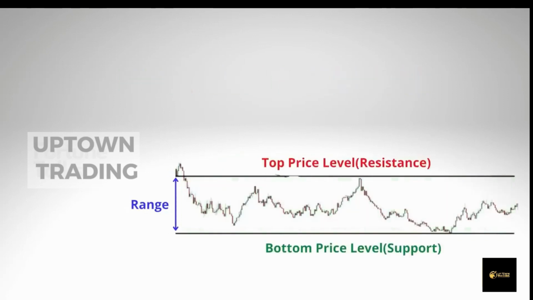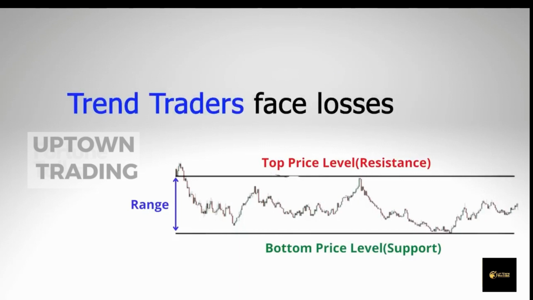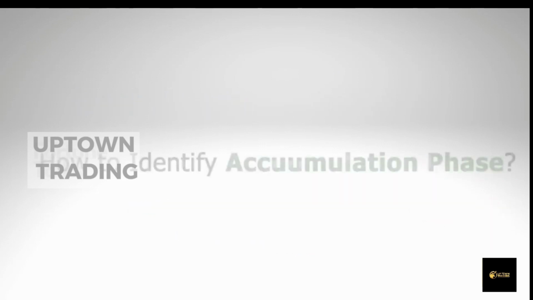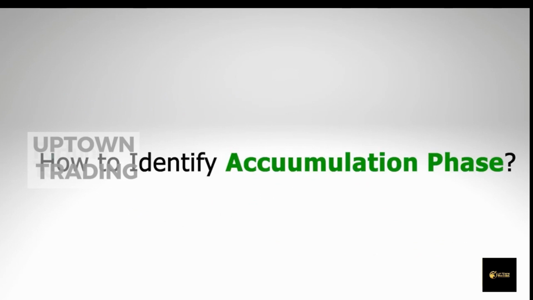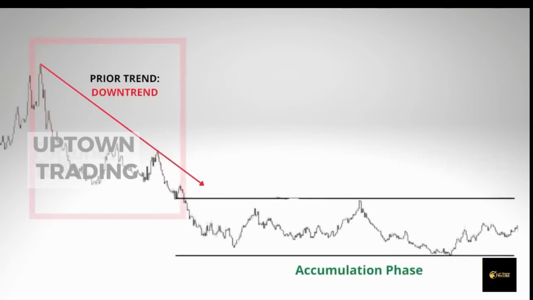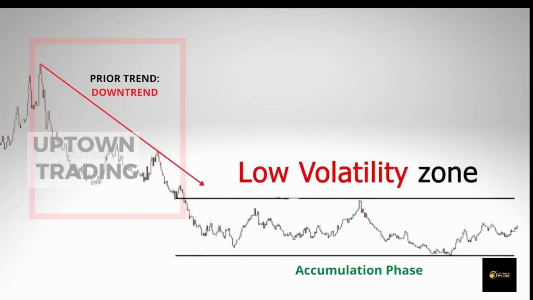And during the accumulation phase, the market tends to be in a range or it is range bound. And the trend traders would face losses if they don't adapt suddenly. So how will you identify the accumulation phase? Generally, the accumulation phase occurs after the price has fallen down, or simply it happens after a downtrend. The accumulation phase can also be viewed as an area of low volatility or an area where there is a lack of interest between the bulls and the bears.